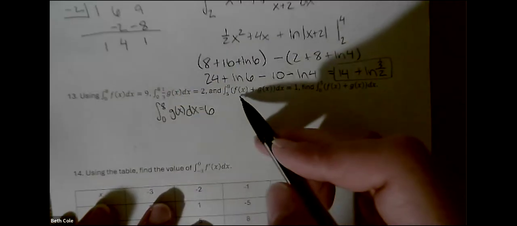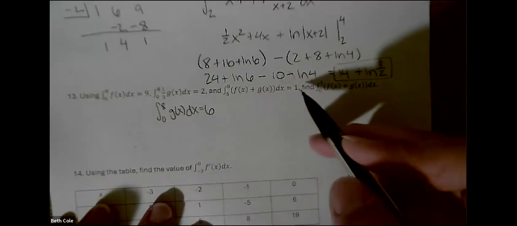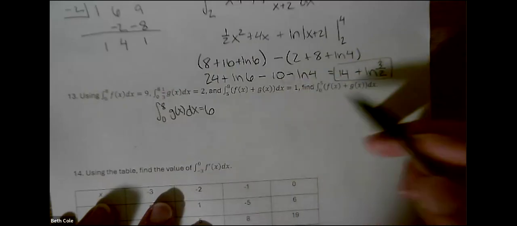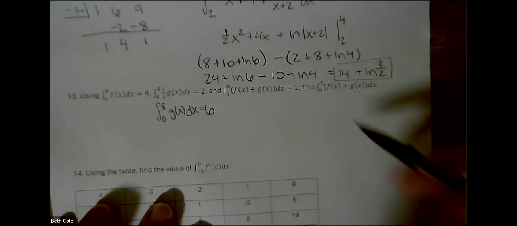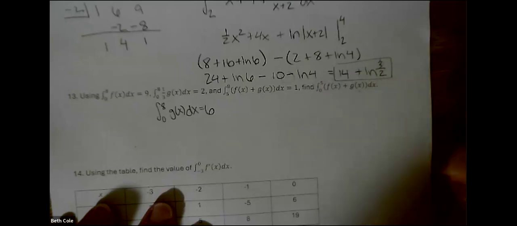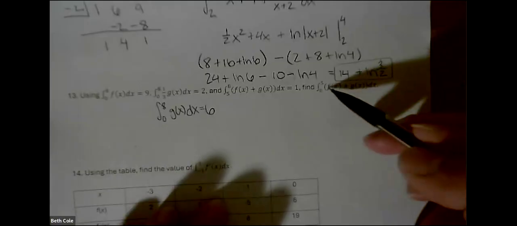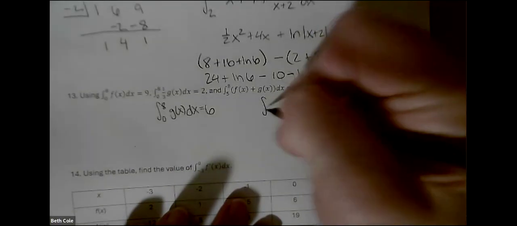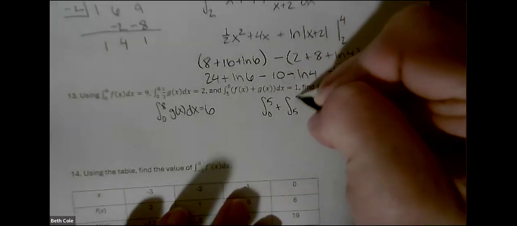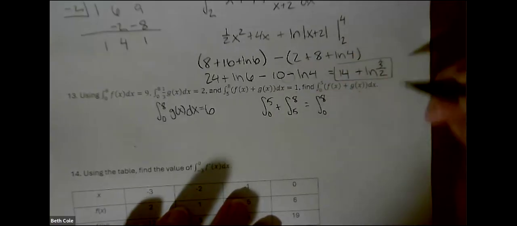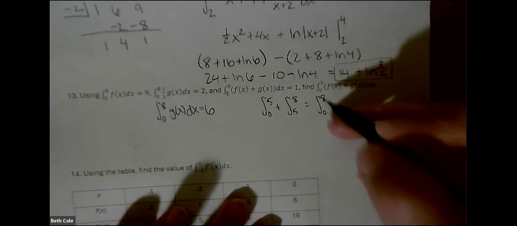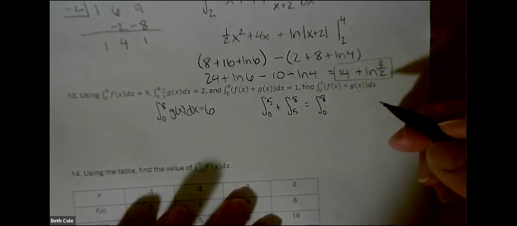All right, and then 5 to 8 for f of x plus g of x dx is 1. And then 0 to 5 for f of x plus g of x dx is the thing that we're supposed to be finding. This is going to be poor notation because I don't want to write all of this f of x plus g of x dx for every single one of these. But integral 0 to 5 of all of that plus integral 5 to 8 of all of that is going to equal integral 0 to 8. So it's like you're going from 0 to 8, but you did a rest stop at 5.